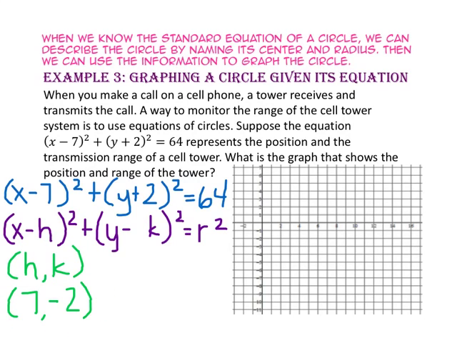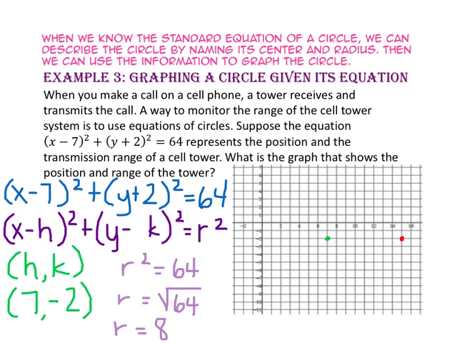Let's go ahead and graph (7, -2) on our grid. Since r² equals 64, r will be the square root of 64, or 8. So the radius is 8 units long. Let's go ahead and graph the point that is 8 units from the center of the circle. 1, 2, 3, 4, 5, 6, 7, 8.